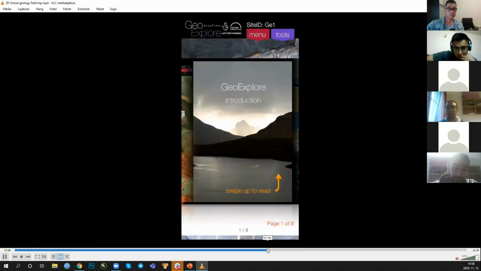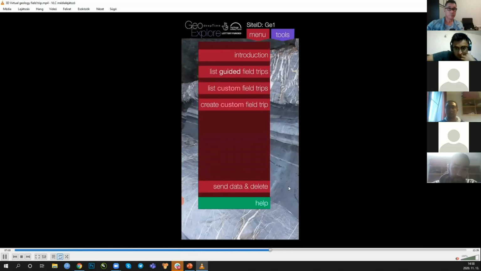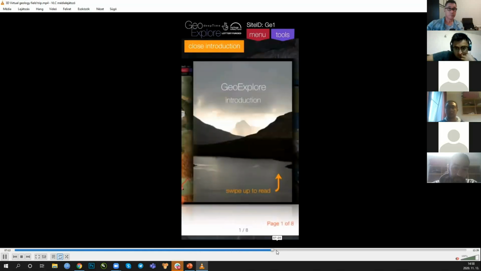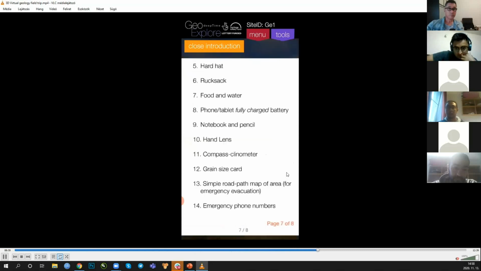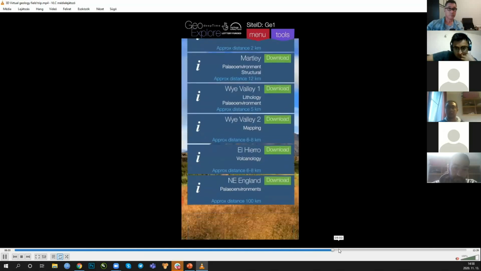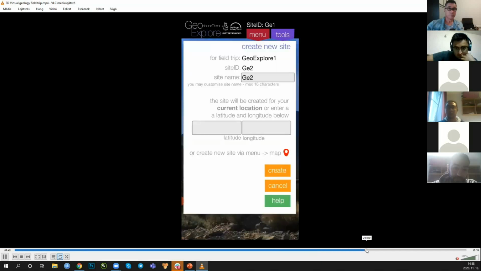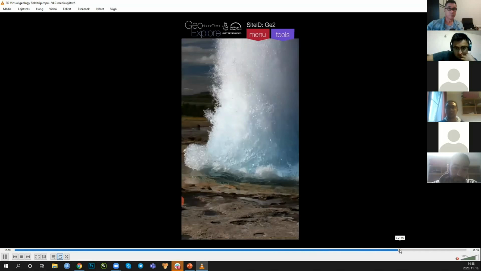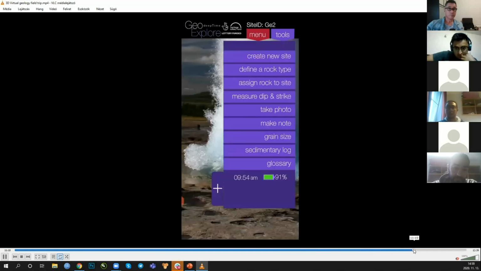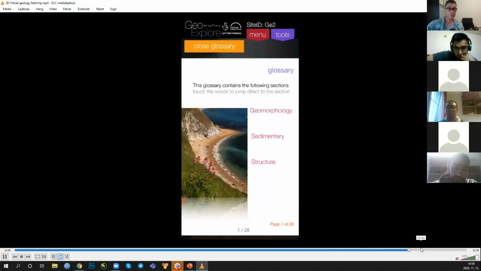Okay. Another one is the GeoExplore mobile app program. It is almost the same as the previous one, but here we can indicate the real situation in the field. Here we can find the kit instruments for the field geologist, such as the hard hat, rucksack, and hand lens, and so on. The same as the previous one, it covers the colors of the rock, the names of the rock, and the grain size for the sedimentary rocks. We can also indicate the geomorphology and structures.